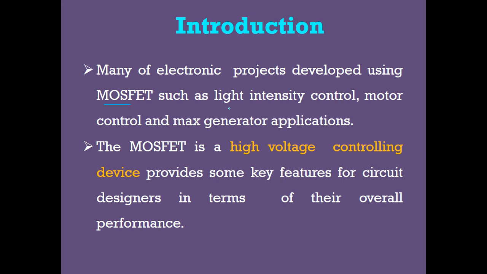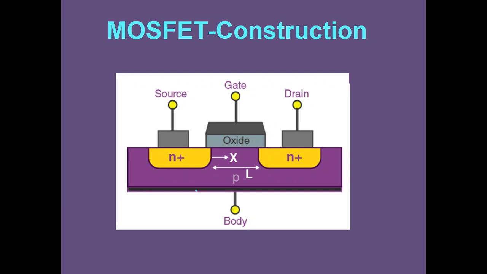Majorly, the MOSFET is used in light intensity control, motor control, and generator applications. Because it is utilized as a high voltage controlling device, it shows tremendous performance in almost all the electronic circuits. Let us get into the construction of MOSFET.